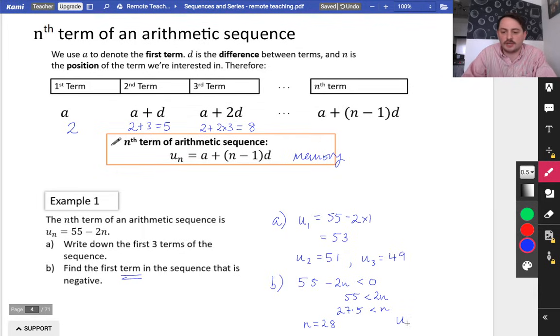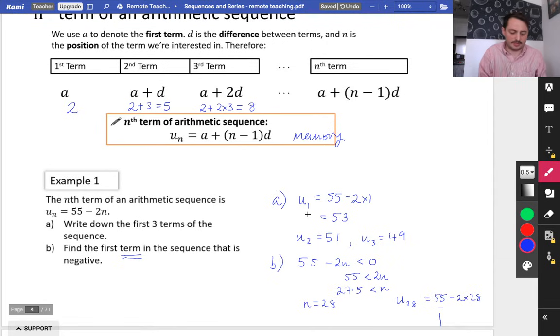So I'm now going to actually have to work out what the 28th term is, which is 55 minus 2 times 28. And I think that's just going to be negative 1, but I'm being super lazy. 55 minus 2 times 28. Yeah, it is negative 1. So that is the first term in the sequence that is negative. Okay? Let's have a look.